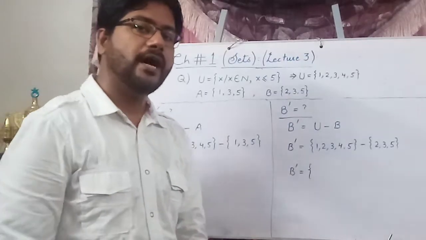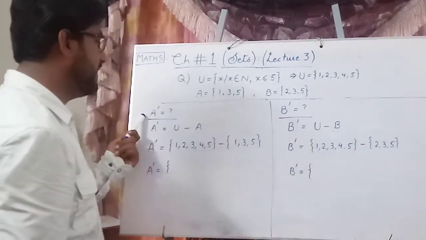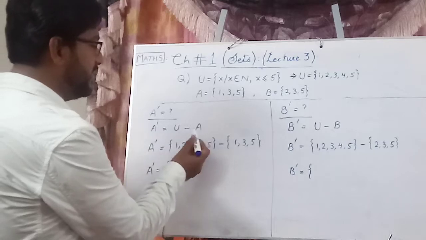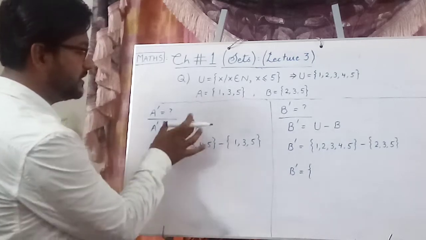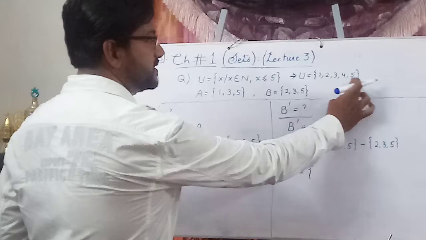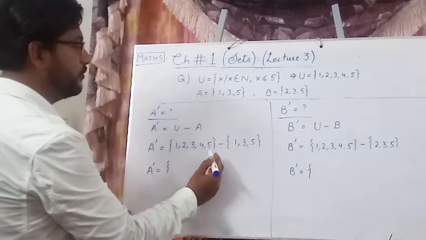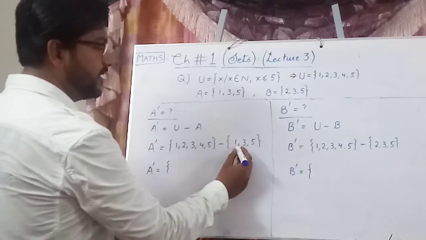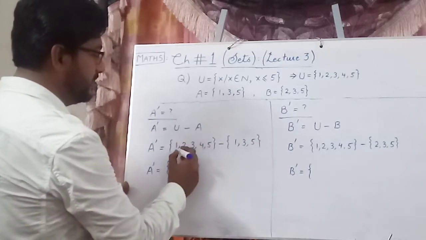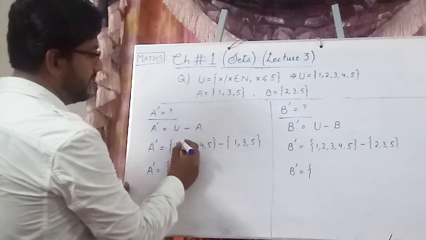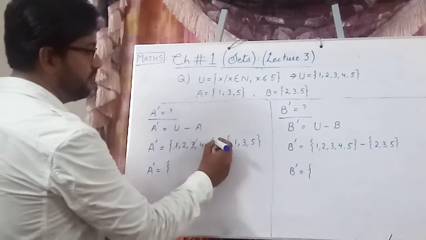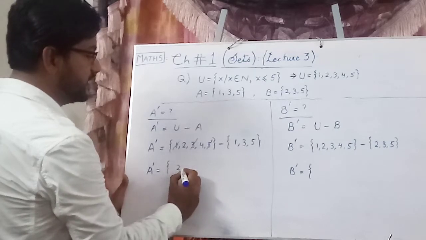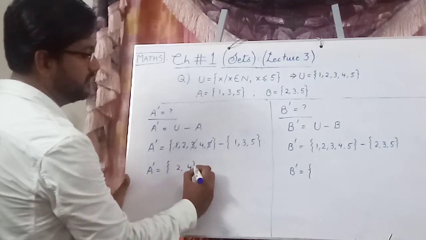Okay students, now we are going to find A complement. So how do we find A complement? We have to subtract A from the universal set. So first we write the universal set. The universal set is 1, 2, 3, 4, 5, and we are going to subtract A from it. A is {1, 3, 5}. When we subtract 1, 3 and 5 from this set, only 2 and 4 are left. So 2 and 4 is our answer.